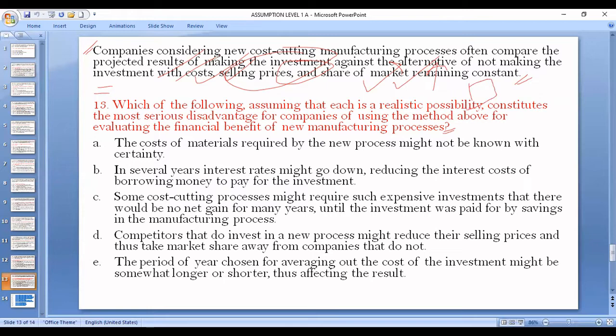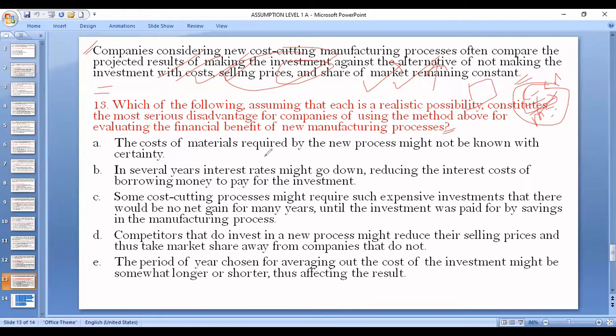It says that companies are considering a cost-cutting manufacturing process. So the company wants to cut costs, and while doing so, they compare against not making the investment, with selling prices and share of the market remaining constant. So what is the disadvantage of it? Somewhere they will not get benefited. Now let's move to the options.